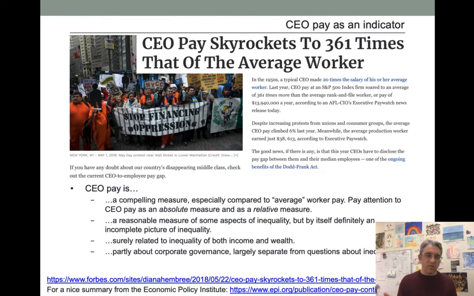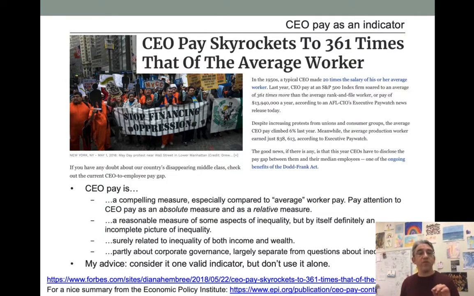There are now quite a few people who are making $10 million or $20 million in a year, but most of those people are not spending $10 or $20 million in a year. So this is obviously income as a source of quite rapid wealth accumulation. And in fact, that's what we've seen empirically. So there's clearly a connection there between income and wealth. And last, I would be remiss if I didn't point out that CEO compensation is often described as a challenge related to corporate governance, largely or maybe entirely separate from questions of inequality per se. My advice, again, consider this one valid indicator, but don't use it alone.